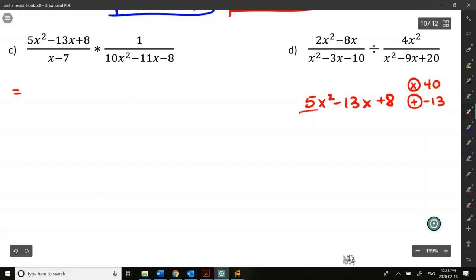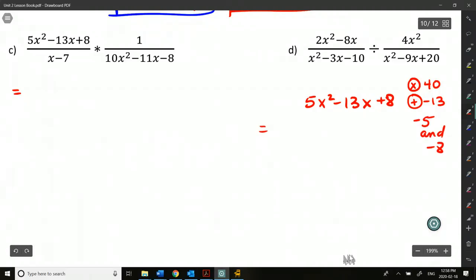It's very close to what we already just multiplied here. Close. Not 5 and 8. Needs to add to negative 13. Josh? Yes, negative 5 and negative 8.